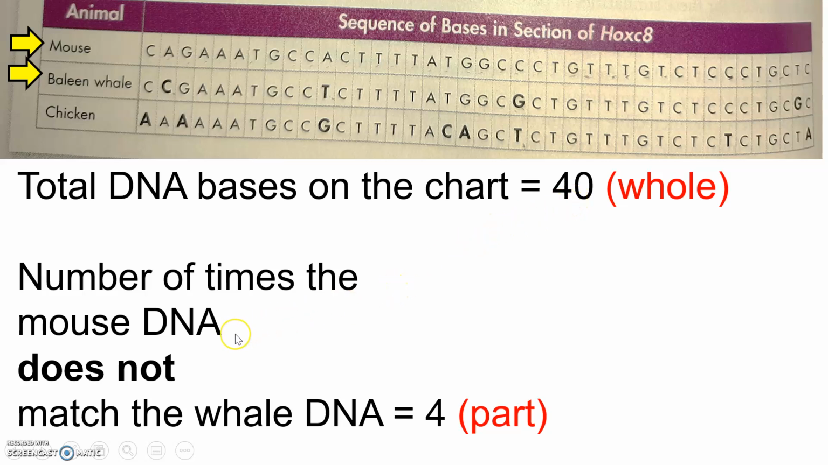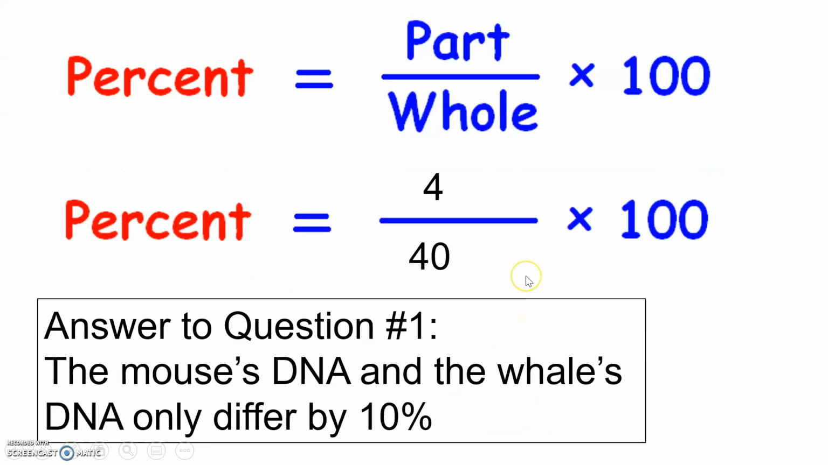Now, how many times does the mouse DNA not match the whale's? So we go through, here's ones, right? They don't match. There's 1, there's 2, there's 3, there's 4. So 4 times the 2 genes do not match. So here's our mathematics. Part over whole, that's 4 out of 40. Multiplied by 100 gives us 10%. The answer to number 1 is a mouse's DNA and a whale's DNA differ by only 10%.